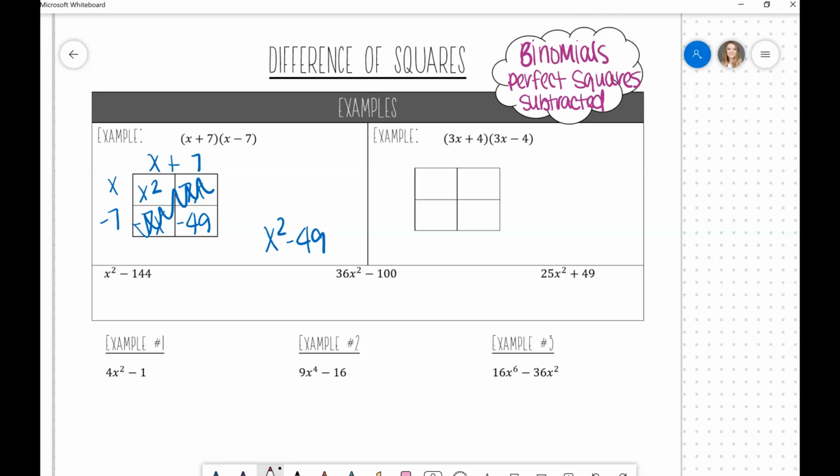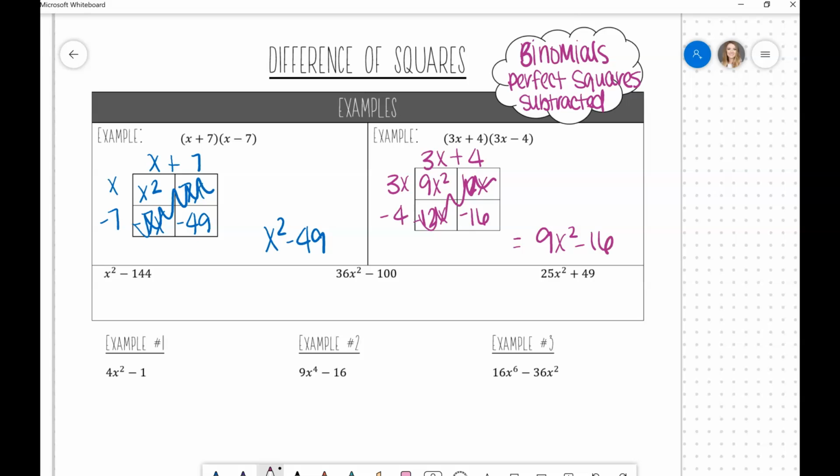So let's look at another one. 3x plus 4, 3x minus 4. We get 9x squared minus 16, 12x, negative 12x. Same idea. Our middle x terms cancel. We're left with 9x squared minus 16.